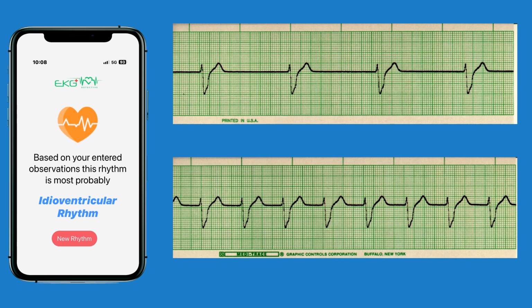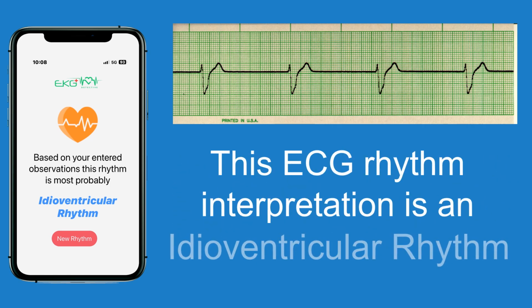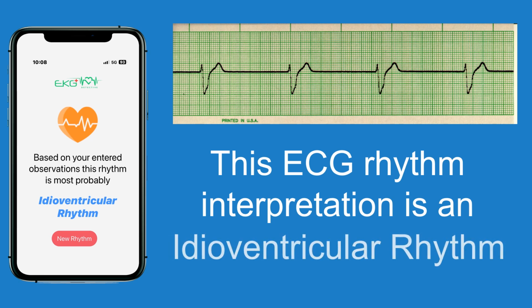And with that, the app's going to take us to the rhythm being an idioventricular rhythm. If we would have chosen, in this case like we did, the ventricular rhythm was 40, we would have an idioventricular rhythm. If we would have chosen 41 to 99, it would have been an accelerated idioventricular rhythm. But since we're dealing with the rate of 40, we're looking at an idioventricular rhythm for this specific example here.